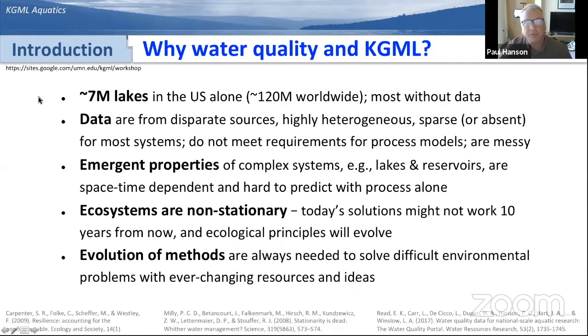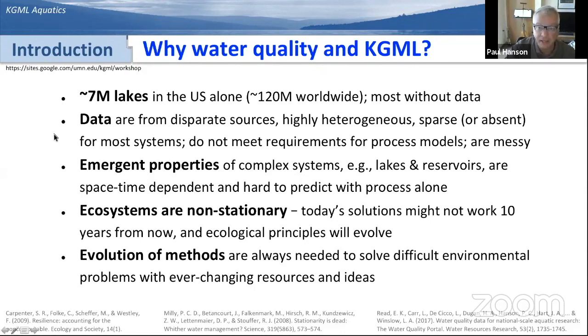And why is this a particularly good problem for KGML? Well, there are a lot of lakes in the world. In the US, there are about 7 million lakes, and across the globe, there are about 120 million lakes. But not very many of these systems actually have data. The data are sparse, they're highly heterogeneous, and they conform pretty much to a power distribution, which means that a few of the lakes have almost all the data, and most lakes have very little data at all.